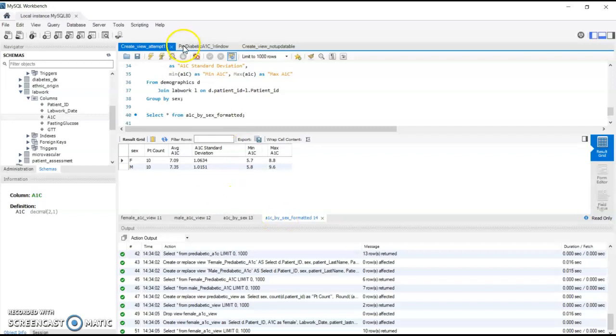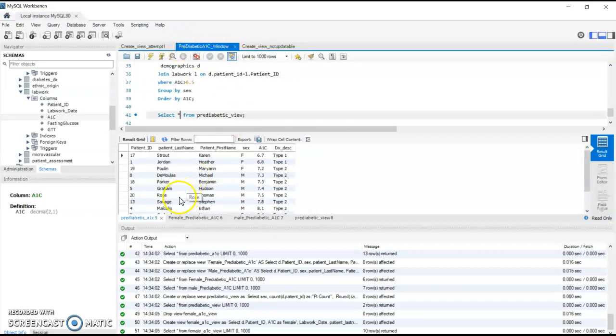So the second part of this exercise was to further identify patients who have an A1C greater than 6.5, which would qualify them as pre-diabetic or just not well-controlled given their current medication regime.